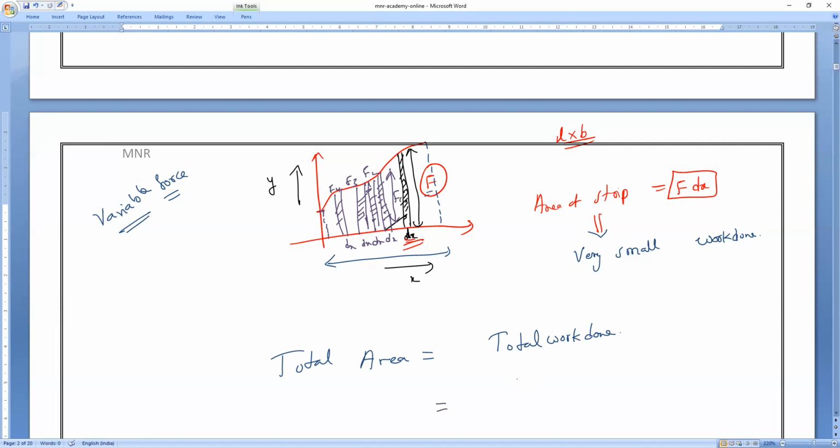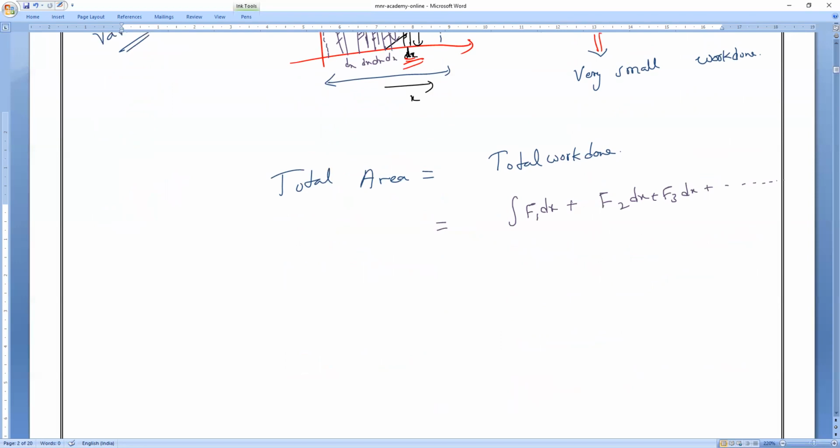Then what is the total area? The total area, equal to total work done, is first part F1 dx, second part F2 dx, third part F3 dx, and so on. Am I right, everybody? So instead of F1, F2, F3, which is F1 plus F2 plus F3, which is equal to F, the total area equals work done, which is the integral of force into dx.